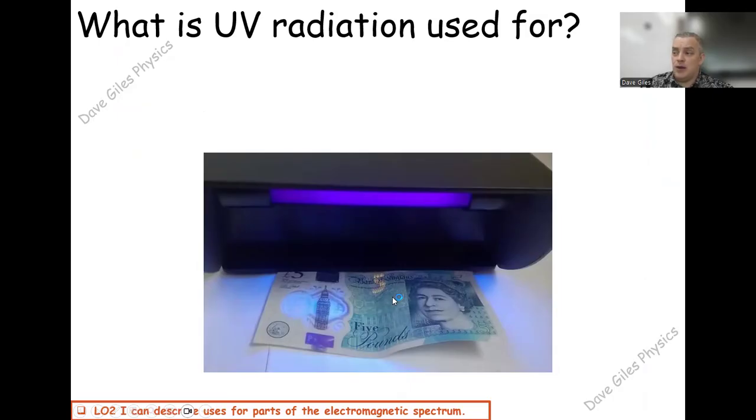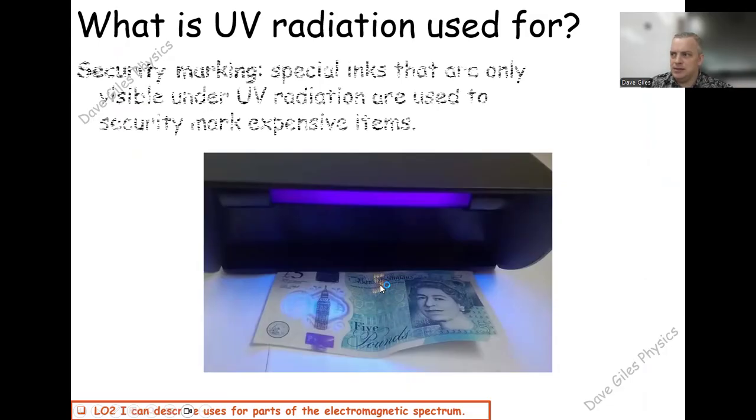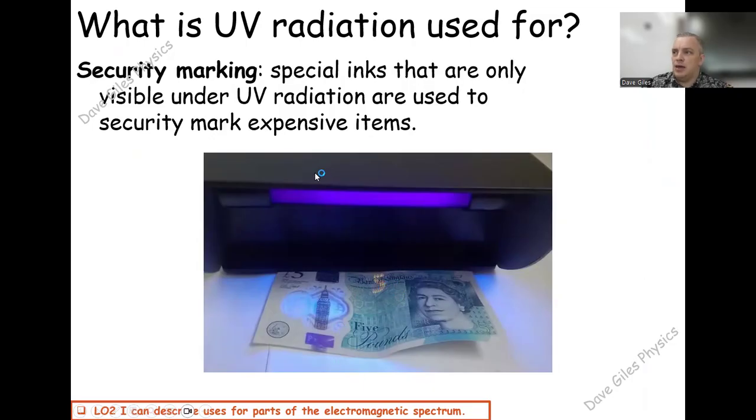So you can see here, this is an English £5 note. And that five, for example, isn't visible normally. However, you shine it under ultraviolet and you can see it. You can also get ultraviolet pens where you write on, say, your expensive items like your television. You can write your information. So if it's stolen, you can then shine ultraviolet light on and prove that it was yours.